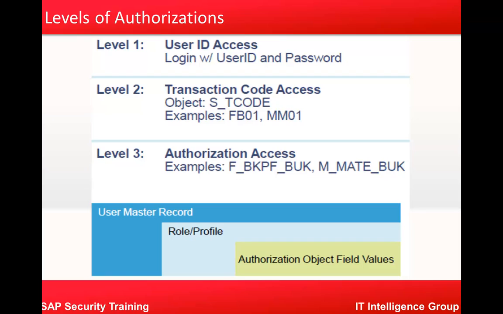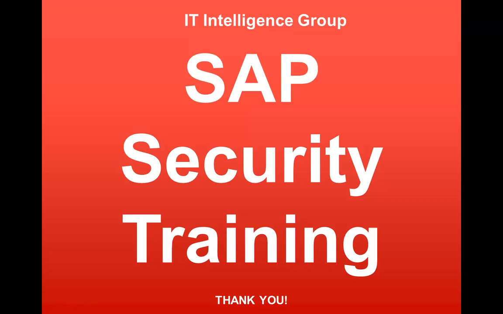So what we have seen so far is that, from a security perspective, we give users access to what they need to perform. If they need to perform banking related activity, we give access only to the financial users. If they are from the HR department, we give access only to the HR related users. And how do we maintain them? There are three different levels: user ID access, transaction code access, and object level access.